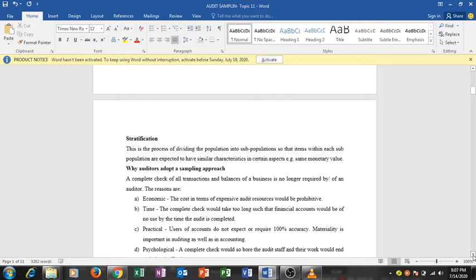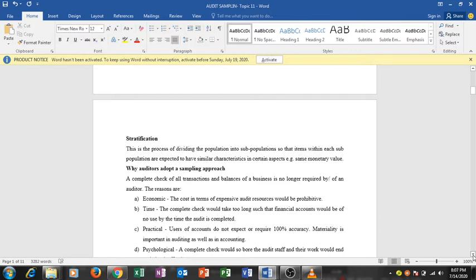After understanding the key terms which are used in audit sampling, here we shall see why auditors adopt a sampling approach. When we say why auditors adopt a sampling approach, we are trying to find out why an auditor prefers sampling as opposed to doing a census. Remember, a census is a case whereby we undertake the test in the entire population, whereas when we do sampling, we do the test in a portion of the population.